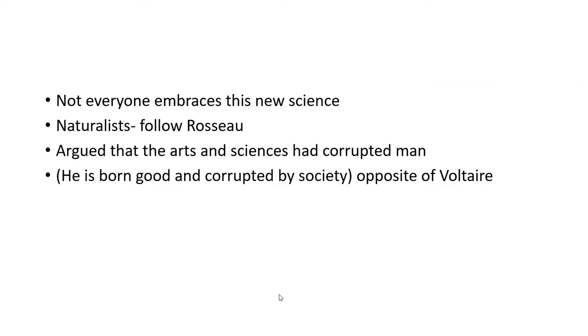But not everybody embraces this new science. Many people are skeptical about all of this. What does it mean for humanity? So we have this school of naturalists who follow Rousseau, and Rousseau argued that the arts and sciences had corrupted man, and that man is born good and corrupted by society. He is the opposite of Voltaire and the age of the Enlightenment.